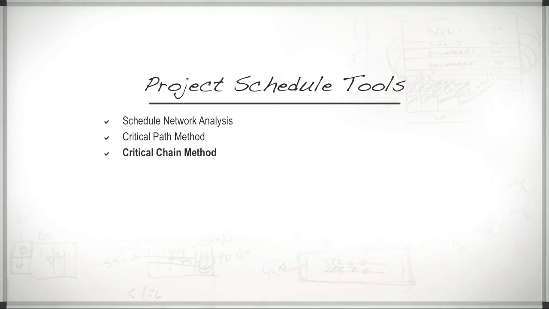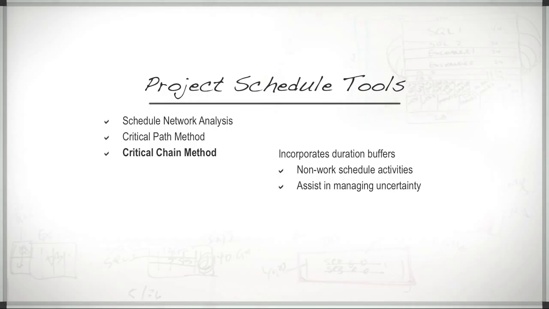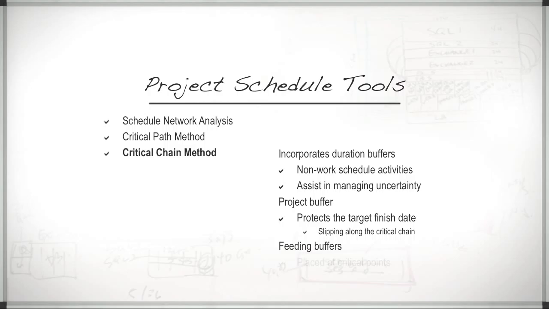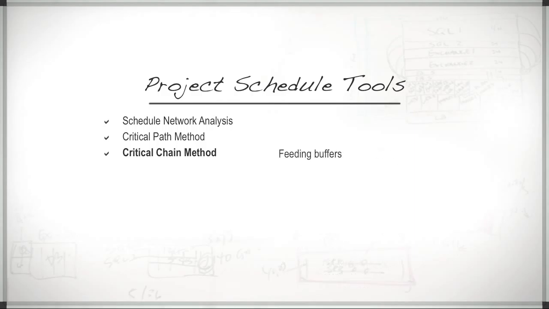Critical chain also incorporates duration buffers, which are non-work schedule activities that assist in managing uncertainty. One buffer added to the end of the critical chain is called the project buffer, which serves to protect the target finish date from slipping along the critical chain. Additional buffers, called feeding buffers, are placed at critical points in the chain of dependent tasks not on the critical chain, but that feed into the critical chain. Feeding buffers help protect the critical chain from slippage.